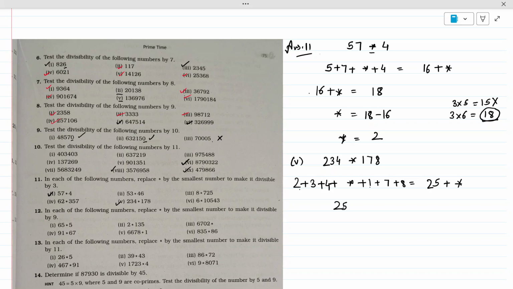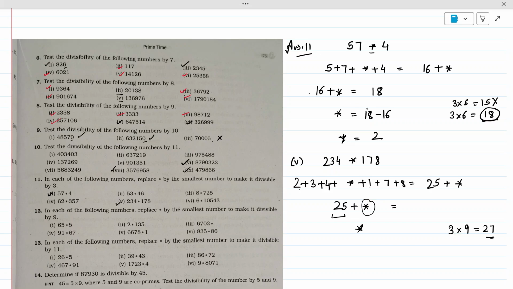Now we have 25 plus star, and we need the number which comes in the table of 3 next after 25. So 3 multiplied by 8 gives us 24, which we cannot take, and after 25 is 3 multiplied by 9, which is 27. We have 25, we want to make it 27. That means what we should add here? Again, we will add 2 here, right?